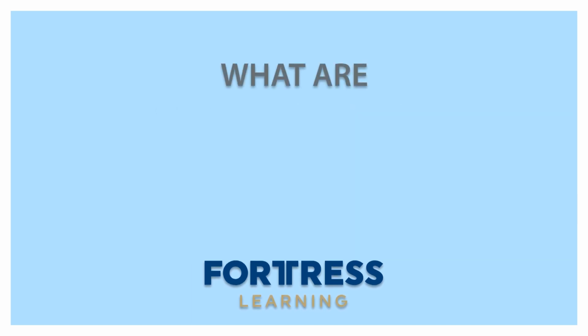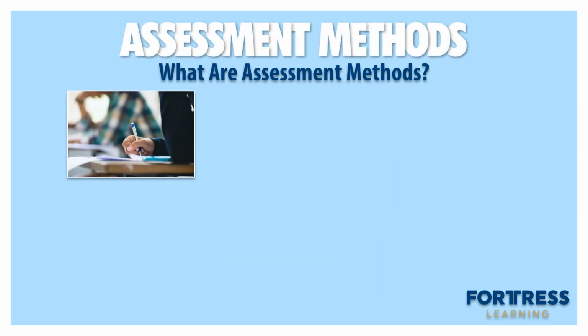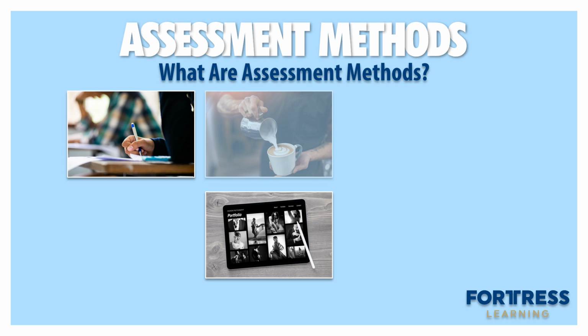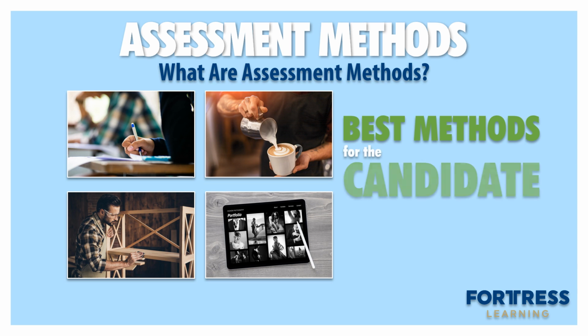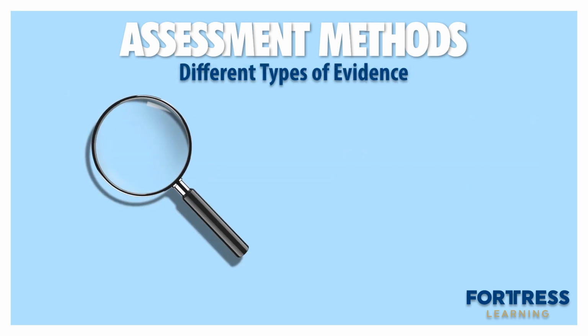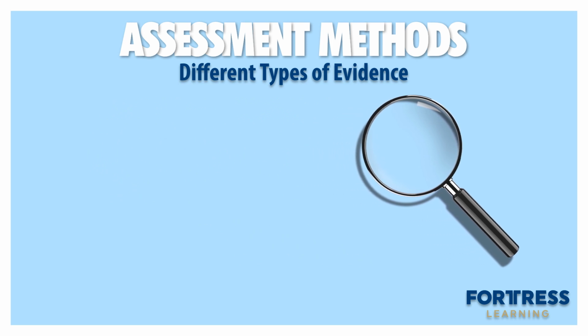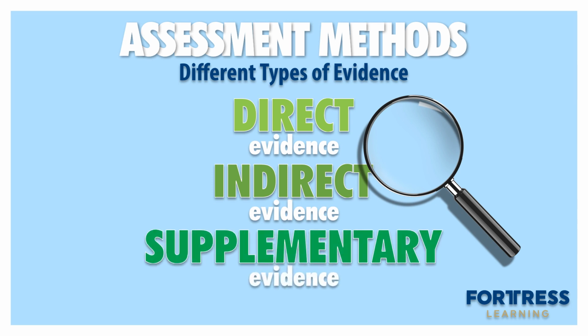In this bite-sized tutorial, I'm going to take a look at different assessment methods and how they're used in vocational education. Assessment methods are different processes or activities that are prepared and used to gather specific evidence that allows assessors to determine if a candidate has developed the skills and knowledge requirements of their studies to a competent level. Different assessment methods are selected depending on what skills or knowledge are being assessed and where the assessment is taking place. The evidence that's collected by different assessment methods falls into three categories, which are direct evidence, indirect evidence, and supplementary evidence.